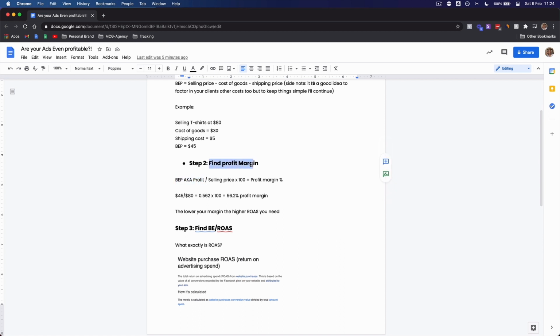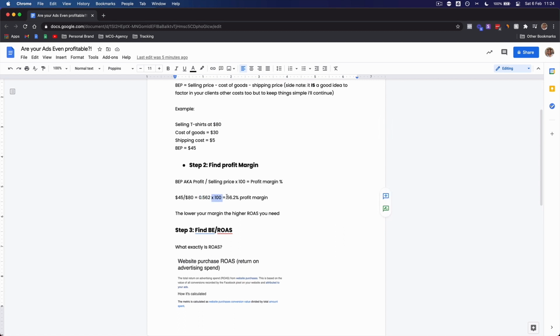Now what you want to do to find your profit margin is take your break-even point and divide it by your selling price and then times it by 100 to get your profit margin in percentage. So you take $45, which is your break-even point or your gross profit, and divide that by what you're actually selling your t-shirts at, and that gives you 0.562, and then you times that by 100, and that's going to give you a 56.2% profit margin.